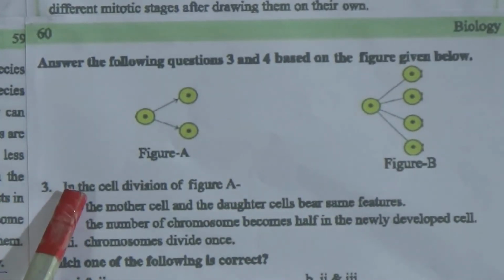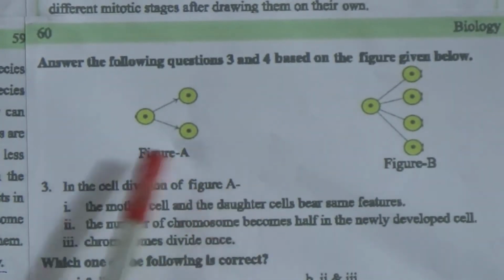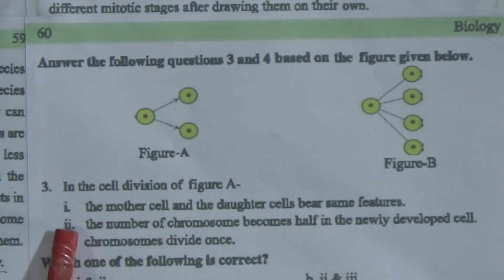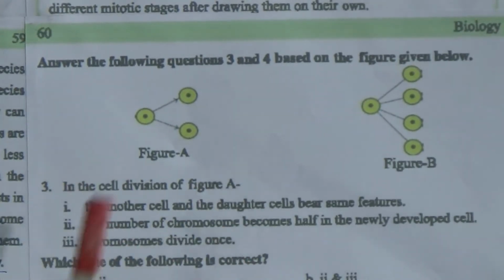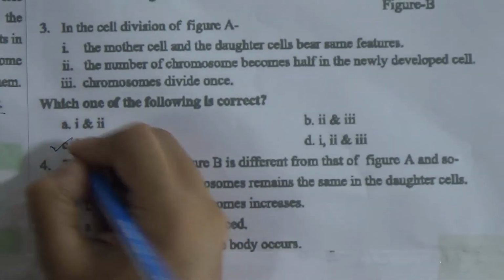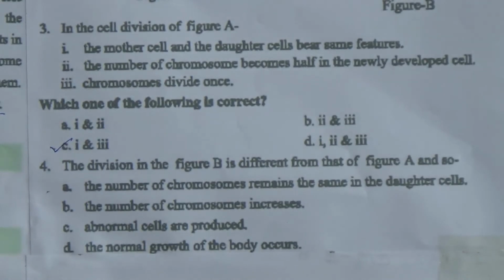Come to the question: in the cell division of figure A, the mother cell and the daughter cells bear the same features. Number 2, the number of chromosomes becomes half in the newly developed cell, and number 3, chromosomes divide once. Chromosomes dividing once is only for meiosis, so that is not for mitosis, and the other one is for mitosis, so the answer will be C, that means 1 and 3. Come to the last MCQ.